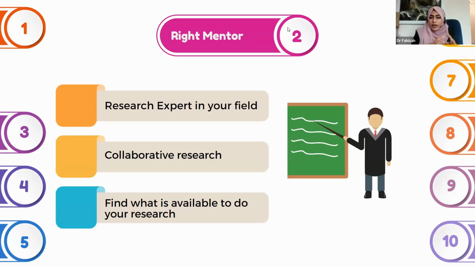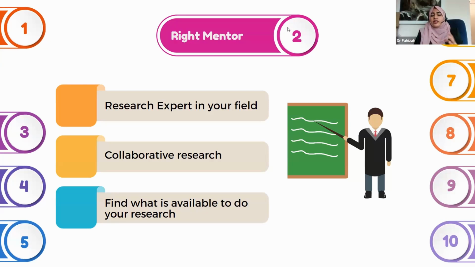Because a lot of people get the funding, do half the research, and then don't come back. That is the thing funders don't want. They want people who give active results for that research work. So it is very important to choose the right mentor.